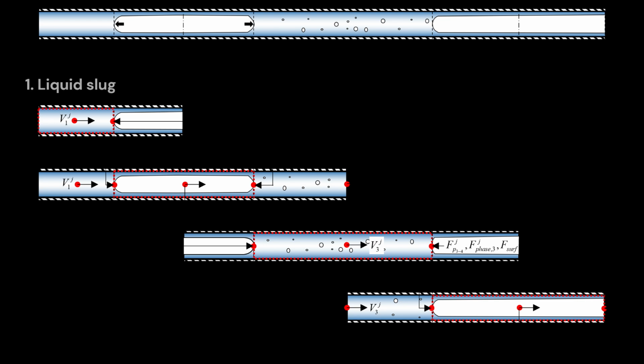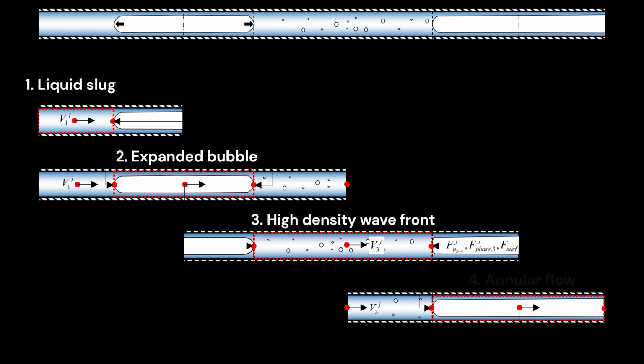The theoretical analysis was conducted by dividing the flow in a single channel into 4 regions: a liquid slug, an expanded bubble, a high-density wave front, and an annular flow vapor area. Each region was characterized by the acting forces of pressure, wall friction, phase change force, and surface tension. As a boundary condition, the channel inlet and outlet pressures were assigned the steady-state experimental condition values, and the mass of the fluid exiting the outlet during the oscillation cycle under the constraint condition was set to be equal to the steady-state experimental fluid mass.